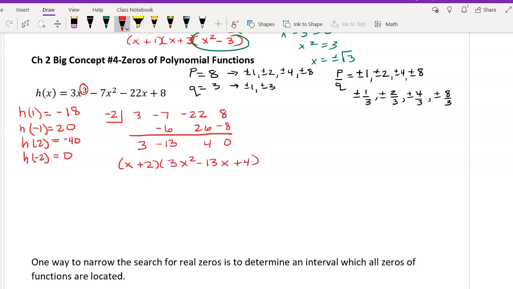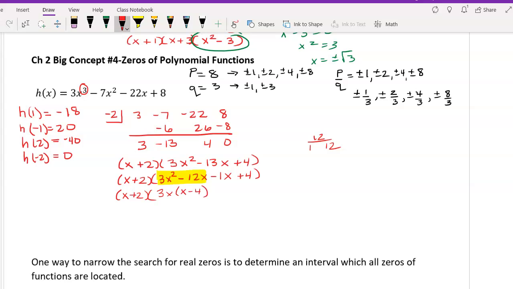3 times 4 is 12. Factors of 12 that get me 13, or 1 and 12. So now this x plus 2 comes down. But now I have 3x squared minus 12x minus 1x plus 4. And remember, this is where we're going to do that factor by grouping. So what is our greatest common factor of 3x squared minus 12x? Well, if you said it was 3x, you'd be absolutely correct, and then I'd be left with x minus 4.